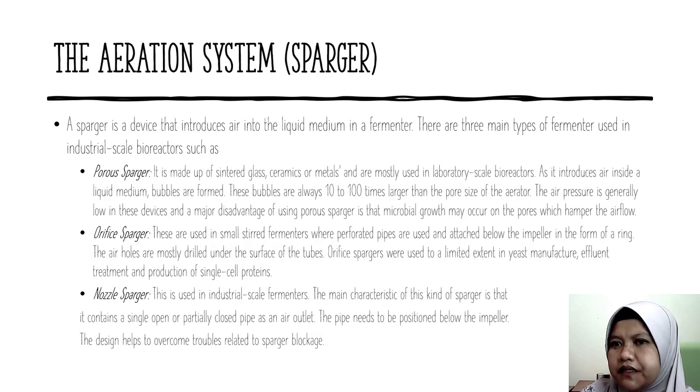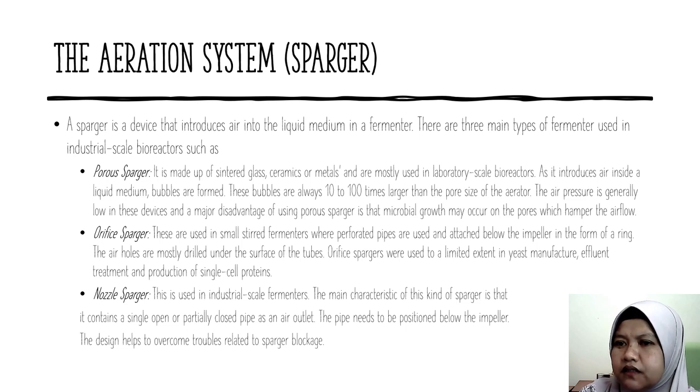The aeration system, sparger. A sparger is a device that introduces air into the liquid medium in a fermenter. There are three main types of sparger used in industrial scale bioreactors, such as porous sparger, orifice sparger, and nozzle sparger. So, porous sparger is made up of sintered glass, ceramics, or metals, and is mostly used in laboratory scale bioreactors. As it introduces air inside a liquid medium, bubbles are formed. These bubbles are always 10 to 100 times larger than the pore size of the aerator. The air pressure is generally low in these devices, and a major disadvantage of using porous sparger is that microbial growth may occur on the pores which hampers the airflow.